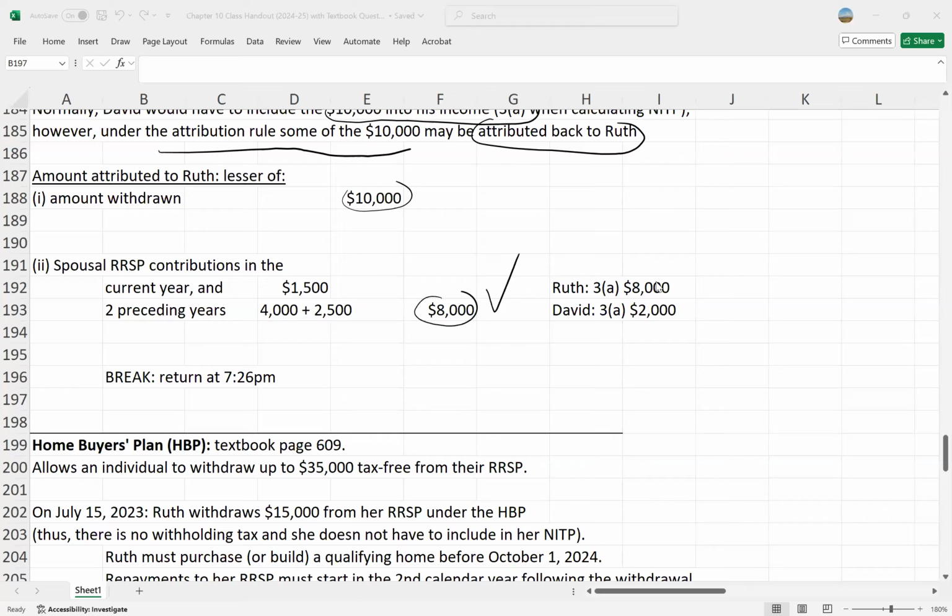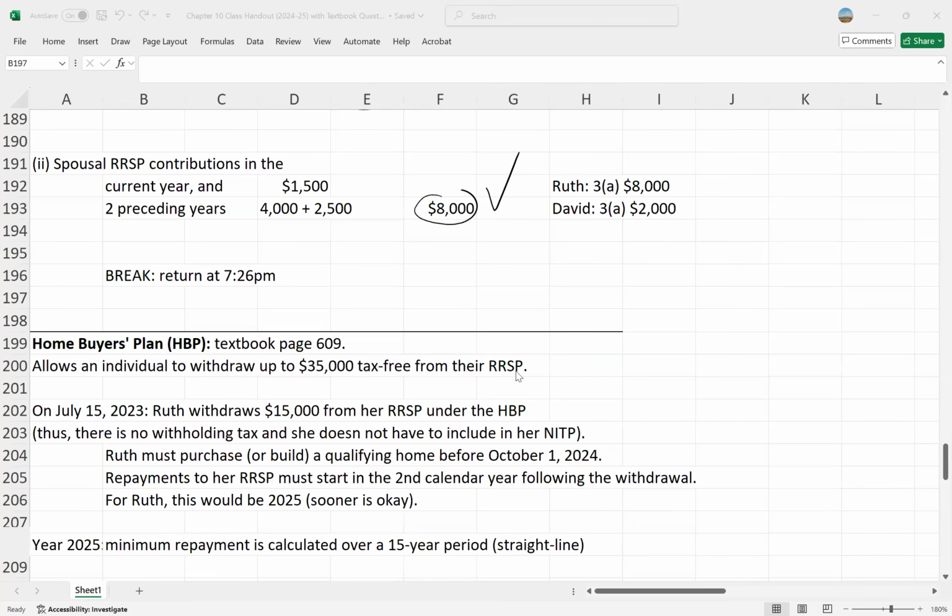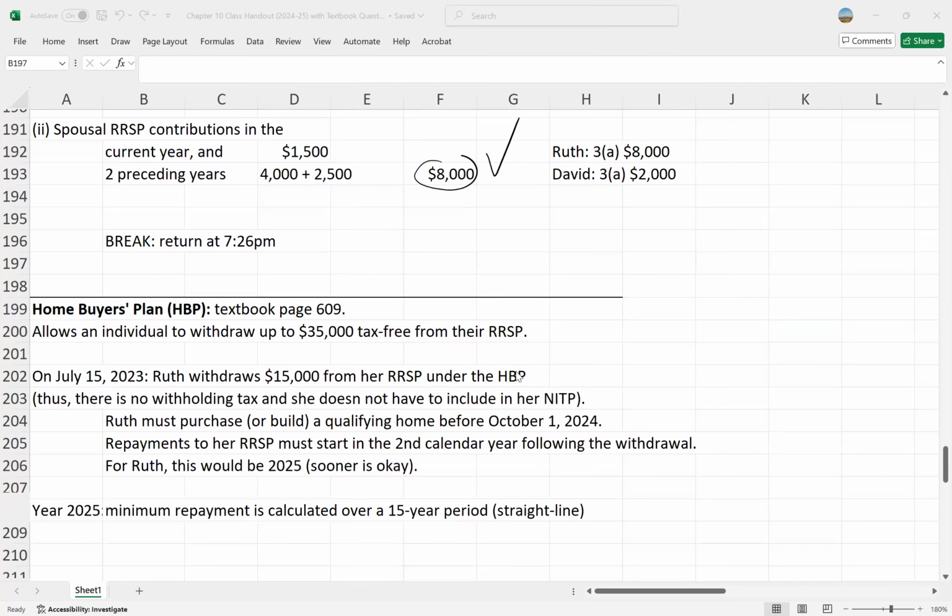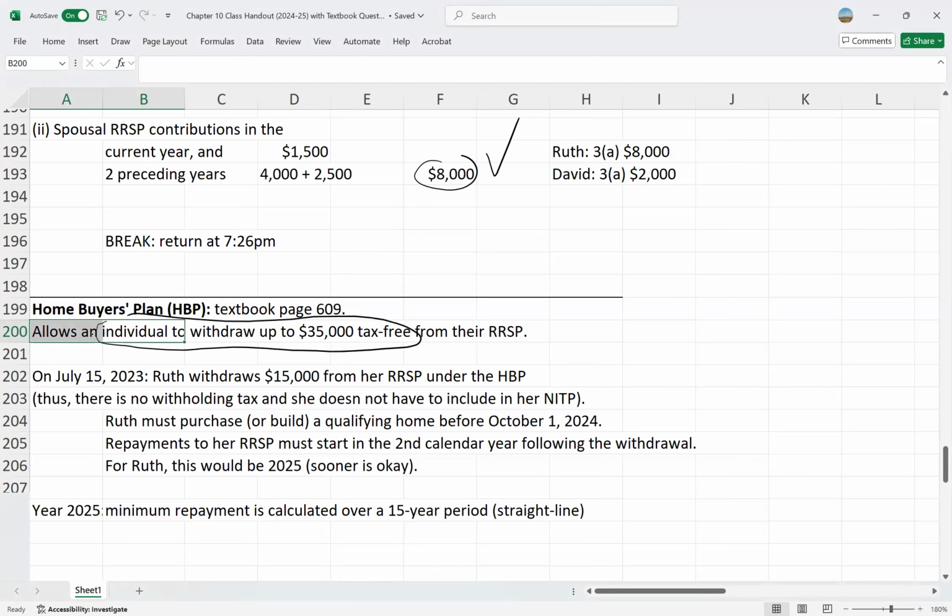We're now going to continue with the next part of chapter 10, which talks about the home buyer's plan. This basically allows an individual to withdraw up to $35,000 tax-free from their RRSP in order to buy a home. Now, there are certain rules about this withdrawal. It's $35,000 per individual. So let's say you have a couple and they both have separate RRSPs, then the total could be 75,000.